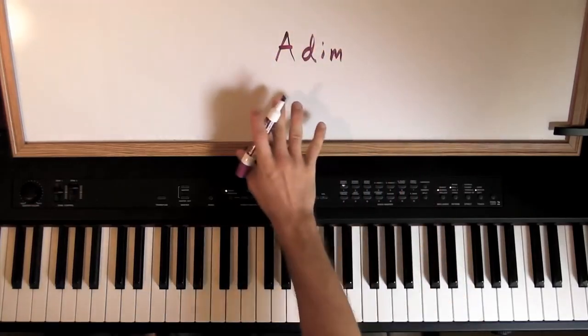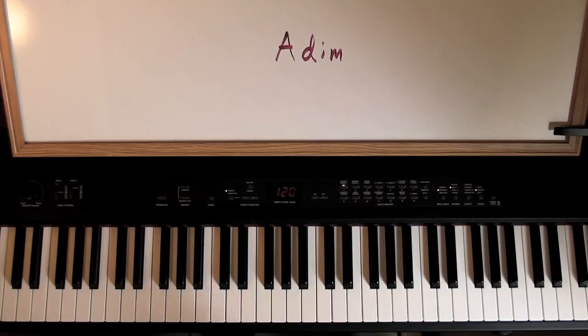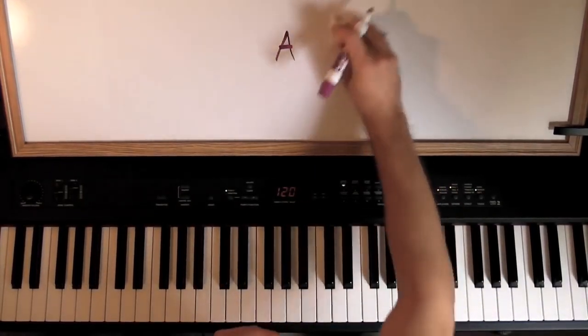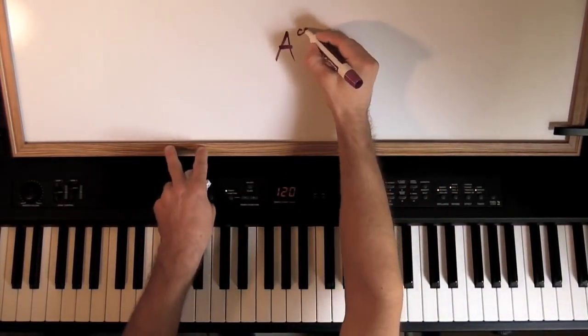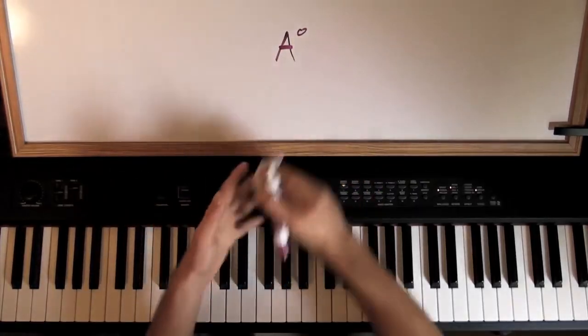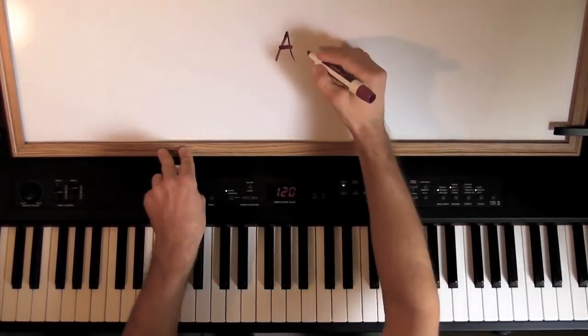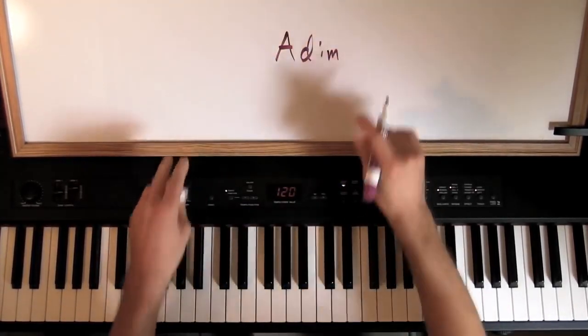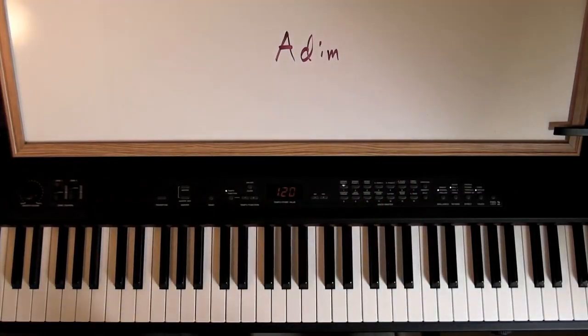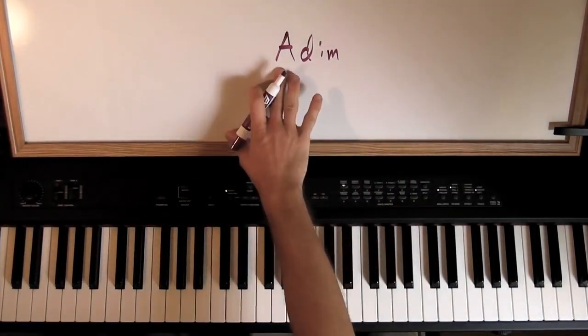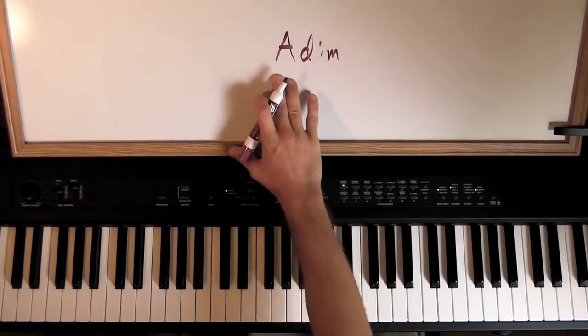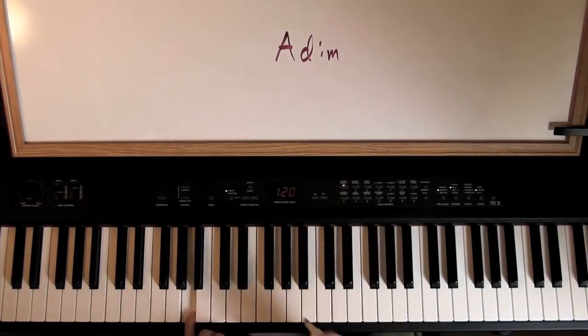Now, sometimes you'll see diminished written like this. Sometimes you'll see this little circle thing. That means the same thing. That's an A diminished. For now, I'm just going to leave it as this. It's a little easier to remember. Same thing as before, you have a root note, and then you have a chord quality. To find the root note, it's simple, just look for an A, and there's our A.